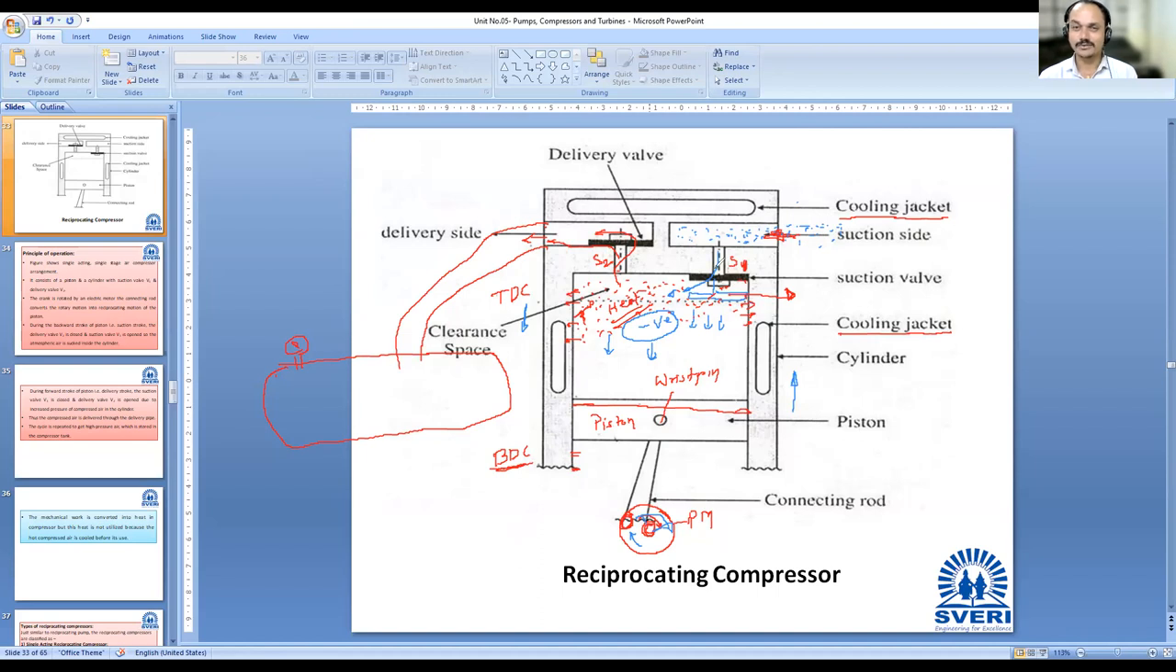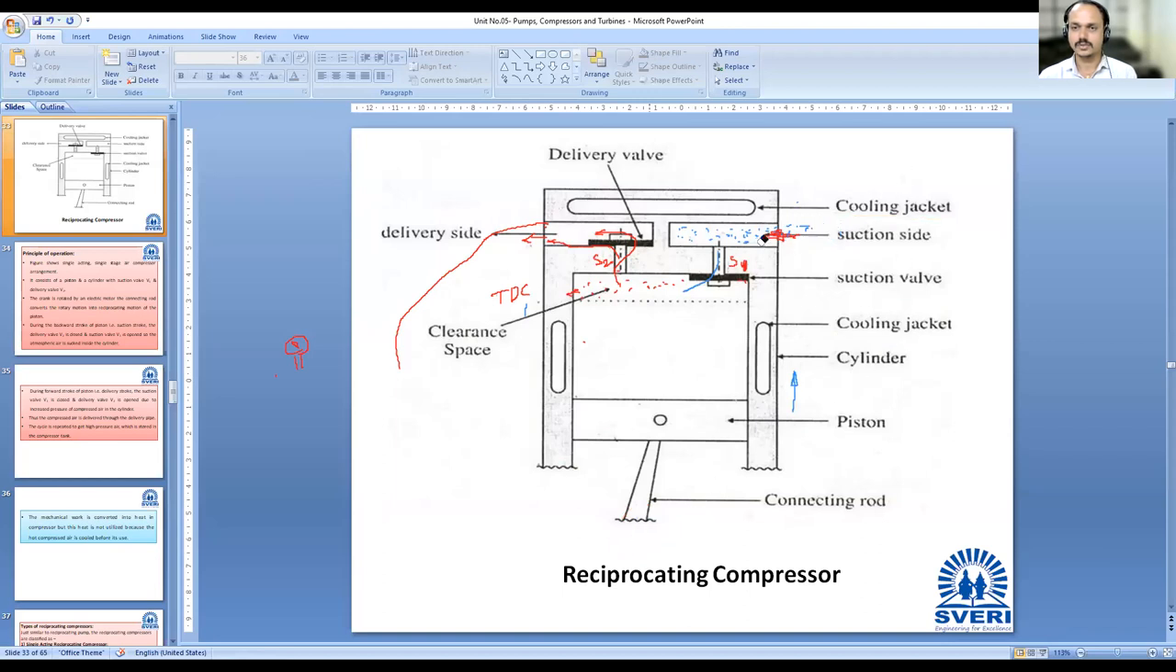Okay, so I will show you videos, so before that you draw this diagram. Then we will see the video. If you see that video, you will get more clarity on this. Okay, draw this. After completion of this, please tell me or put it into the chat box.